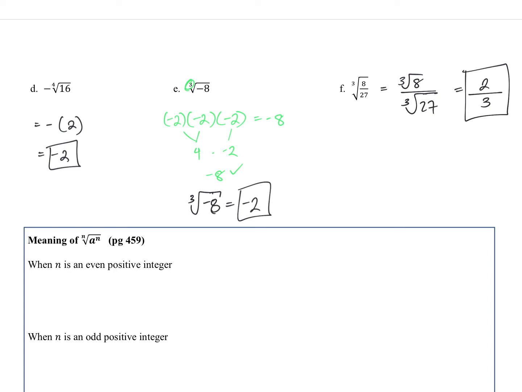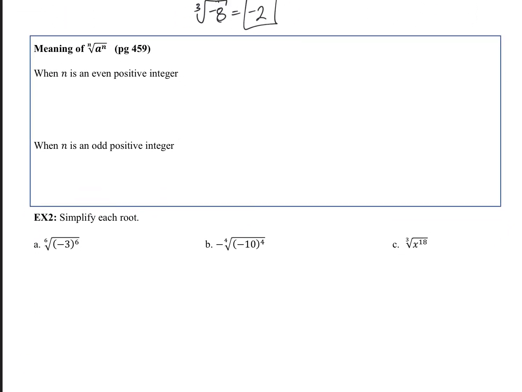All right, let's move along. What is the meaning of nth root of a to the n? This is on page 459 of your textbook. Once again, make sure to read your textbook, especially look at the definitions. So what do we know? Well, there are 2 options. When n is even, the nth root of a to the n, they're going to, in a sense, cancel each other, and we're left with the absolute value of a.